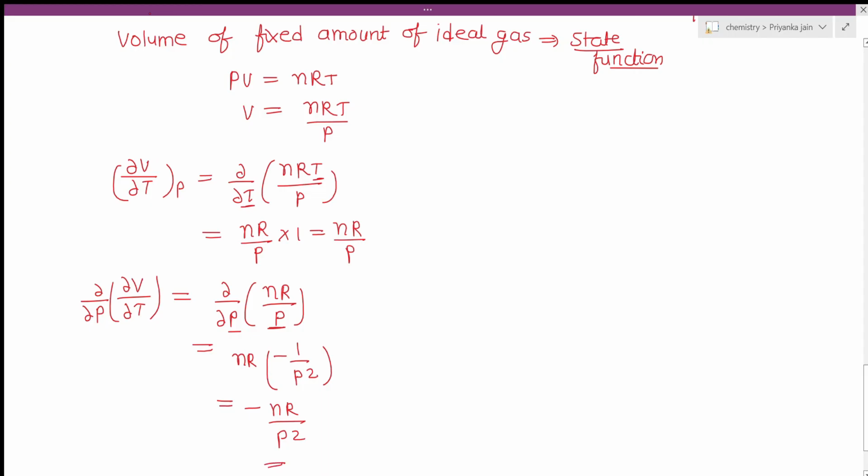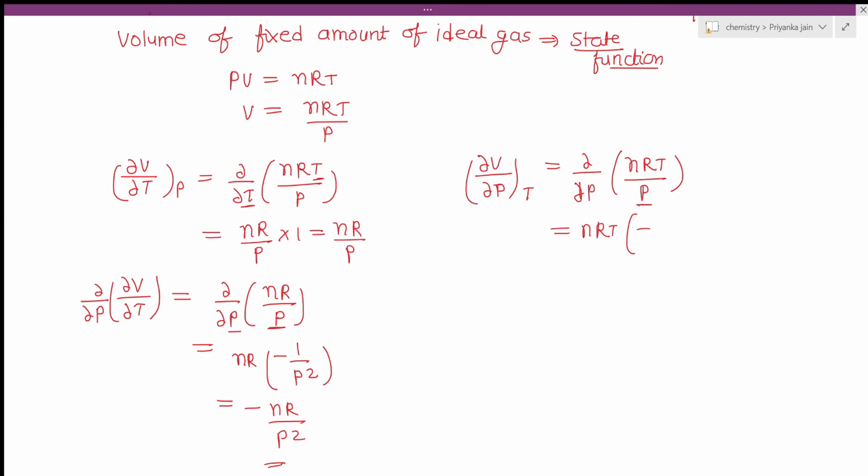Similarly, we can do it in the second order. We can take firstly the differentiation with respect to pressure, keeping the temperature constant. So what are we getting? Del upon del P of nRT upon P. This nRT term will go outside, and the differentiation of 1 upon P with respect to P will be equal to minus 1 upon P square. So we are getting minus nRT upon P square.